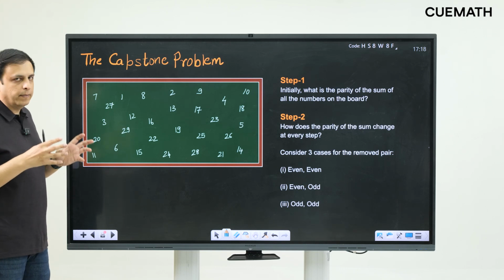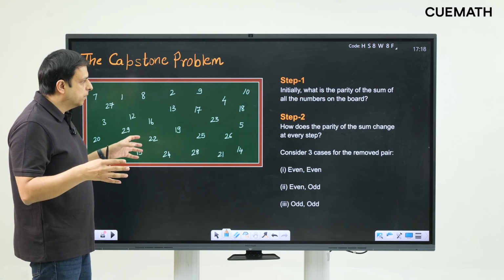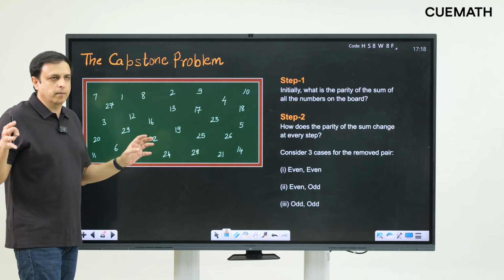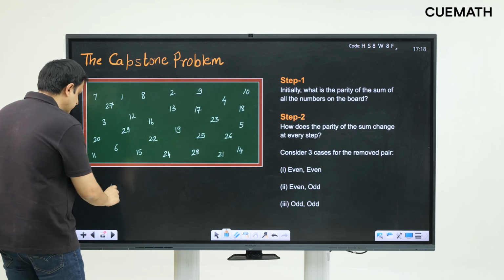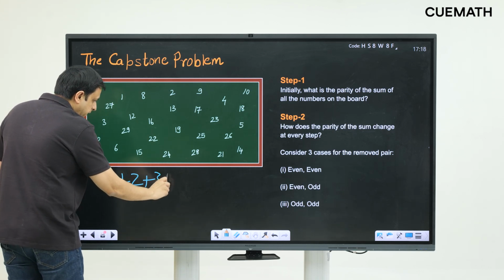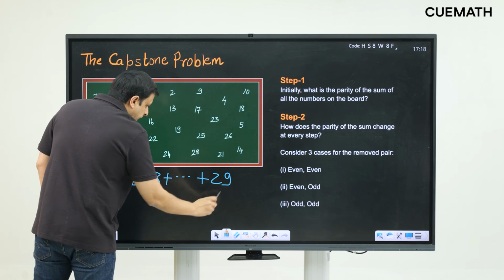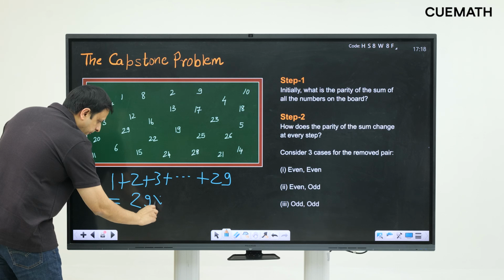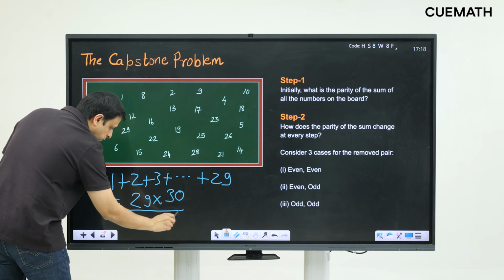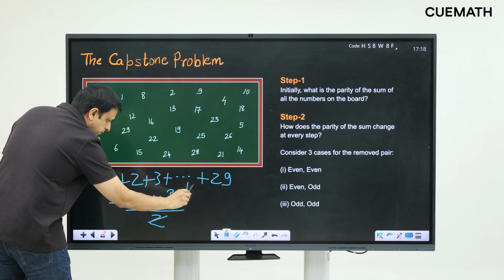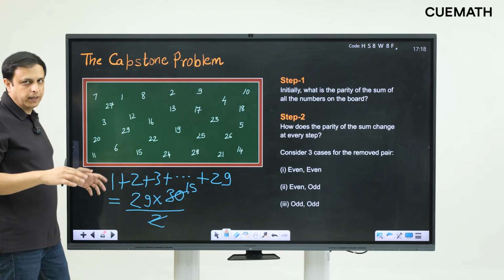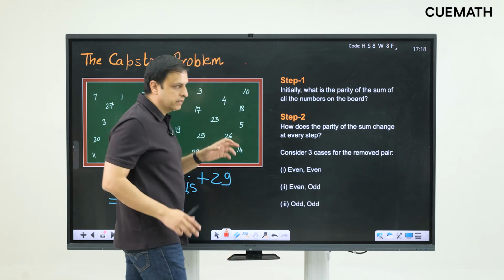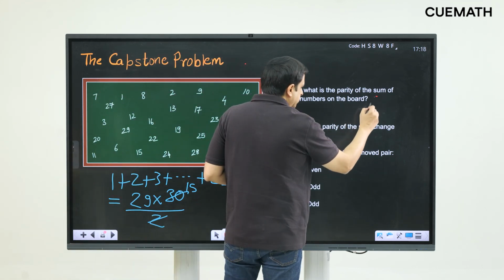First, we will look at the parity of the sum of all the numbers on the board to begin with. So you have the numbers from 1 to 29 written on the board. You add all of them up, and what do you get? The sum 1, 2, 3 all the way up to 29, and using the formula n times n plus 1 by 2, this will be 29 times 30 by 2. 30 by 2 is 15, and 29 times 15 is whatever, but I know it is an odd number. All I care about is whether the initial parity of the sum is odd or even. So the initial parity is odd.